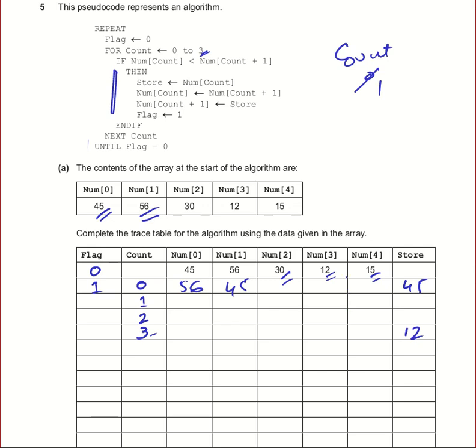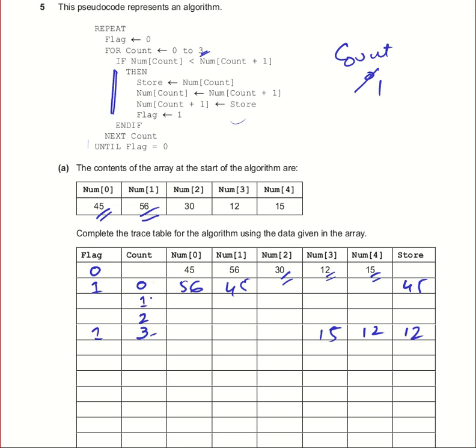So num count is what? This count is 3, so that means this space will have the value 15 now. So let's copy the value 15 over here, and after that the value stored in the variable store will be copied to num count plus 1. So store is 12, the value of count is 3 plus 1, 4. That means the value stored inside store will be copied to num4 over here, right? And the value of flag will again be set to 1.